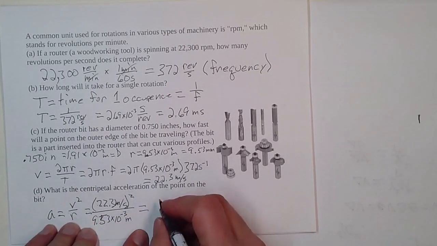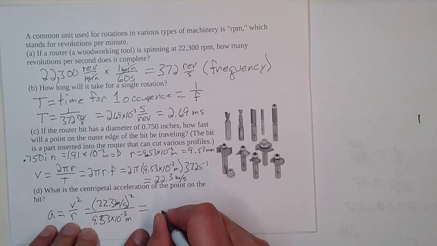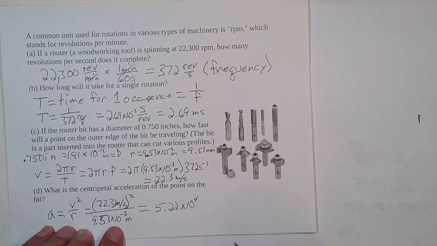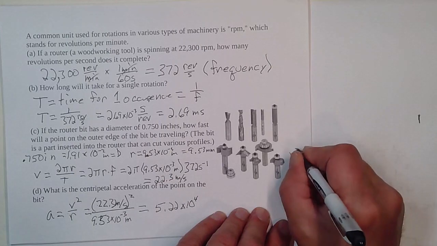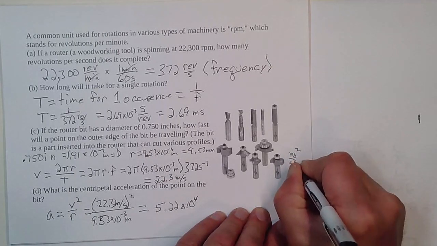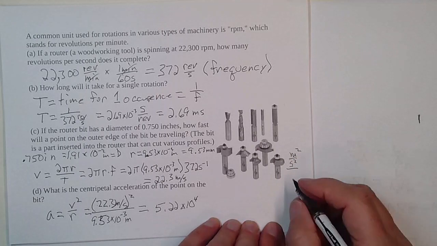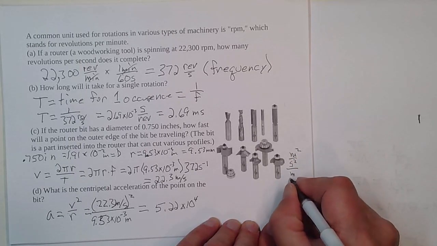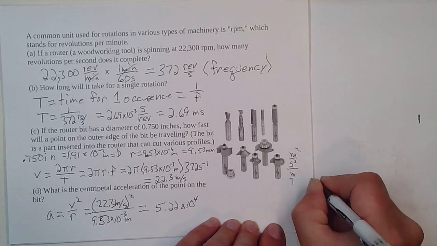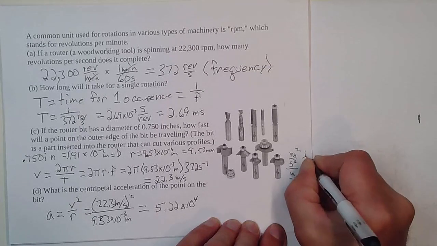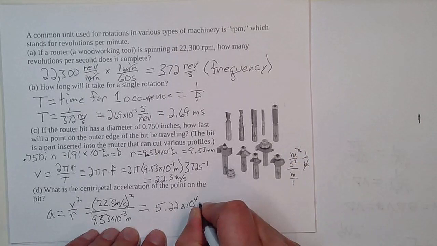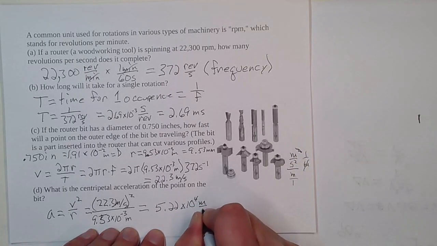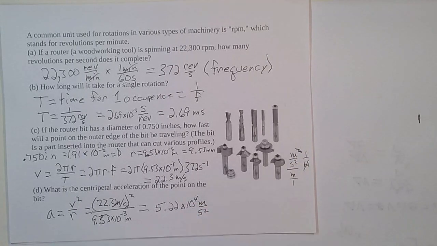And I get for an acceleration quite a fair amount here. Unit-wise, I would have a little side calculation here. Meters squared per second squared on top, and I'm dividing by meters, which I can think of as meters over 1. I invert and multiply, and I get meters per second squared. So just to check to make sure I'm on the right track with units. Okay, that's a pretty big acceleration, actually.